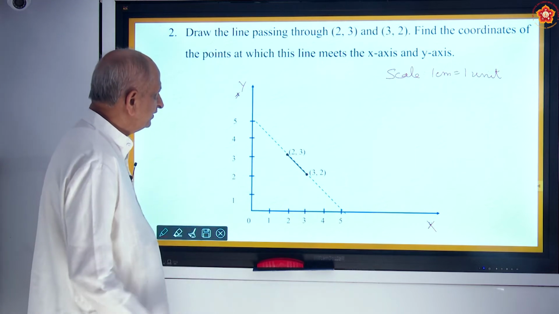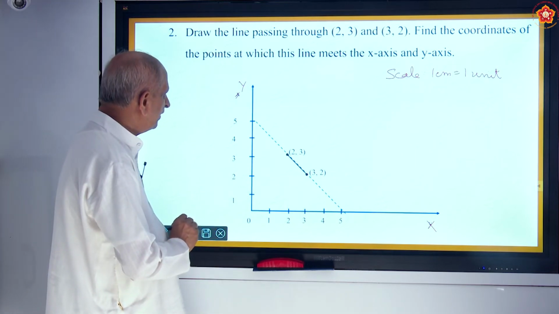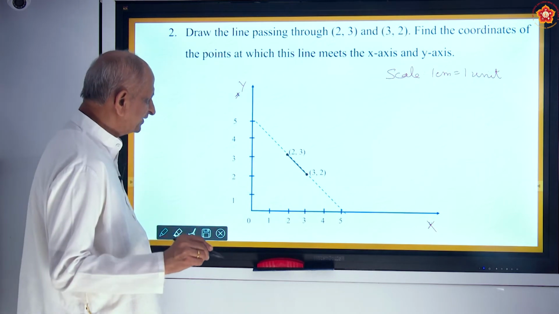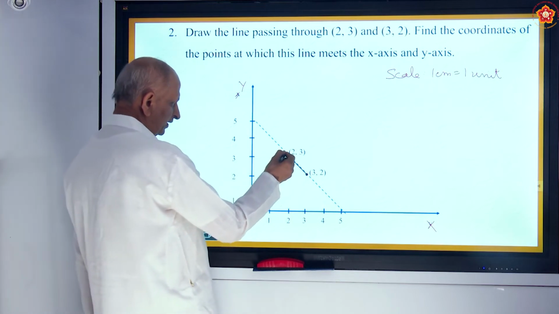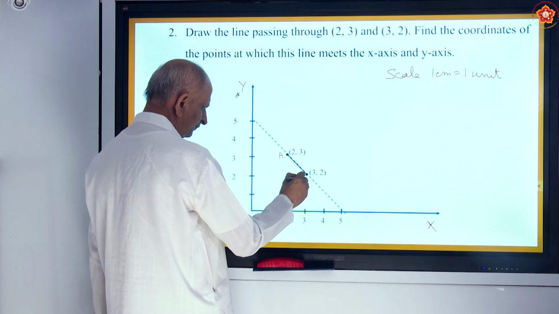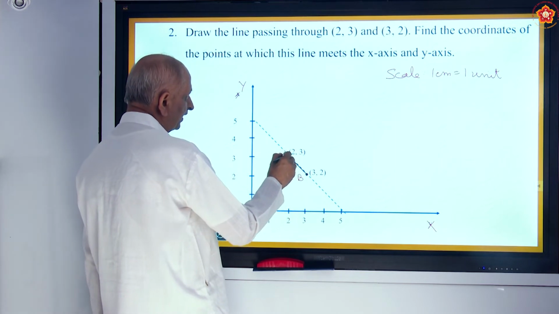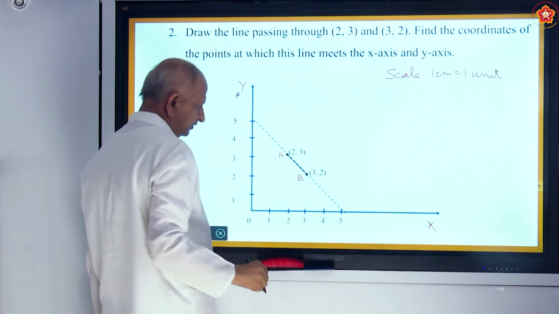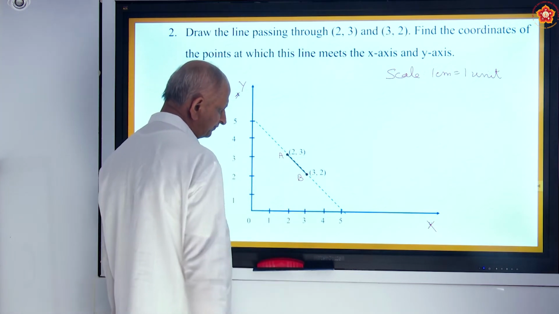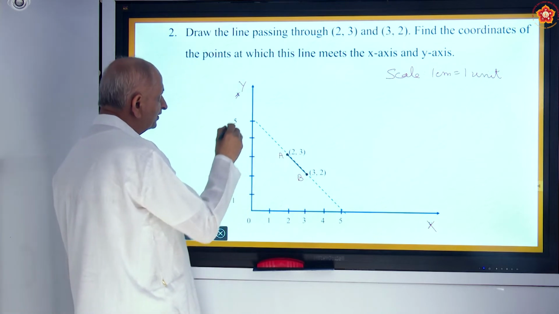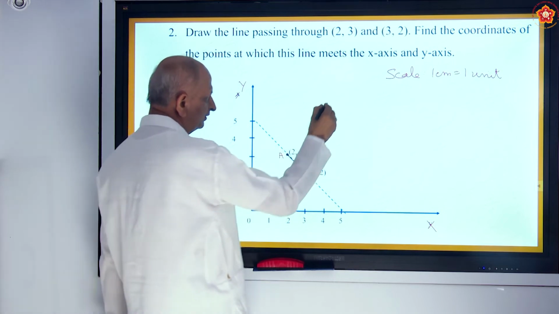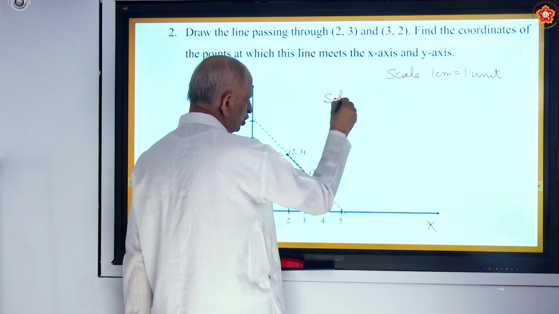And the next question is: find the coordinates of the points at which this line meets the x-axis. Suppose you call this line AB. A is the first point, B is the second point. The line AB meets the x-axis. So the answer for the question is, I will write the solution here.